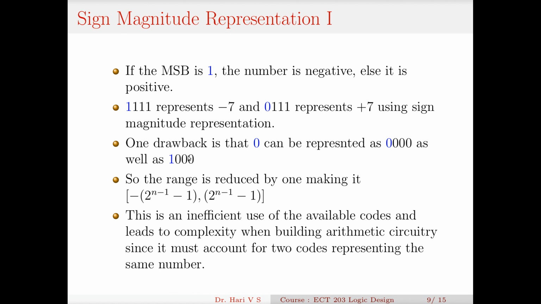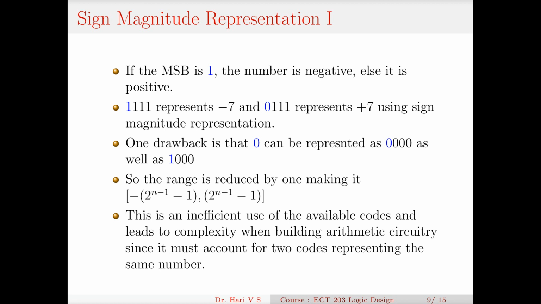You can either put it as 0, 0, 0, 0. Okay, so 0 indicating that it is a positive sign, and the 3 zeros indicate that it is 0. And as well as 1, 0, 0, 0, because zero doesn't have a sign. So you can represent it as 0, 0, 0, 0 or as 1, 0, 0, 0. There is a duplication in the code for 0. So this means that we are using the available codes inefficiently.